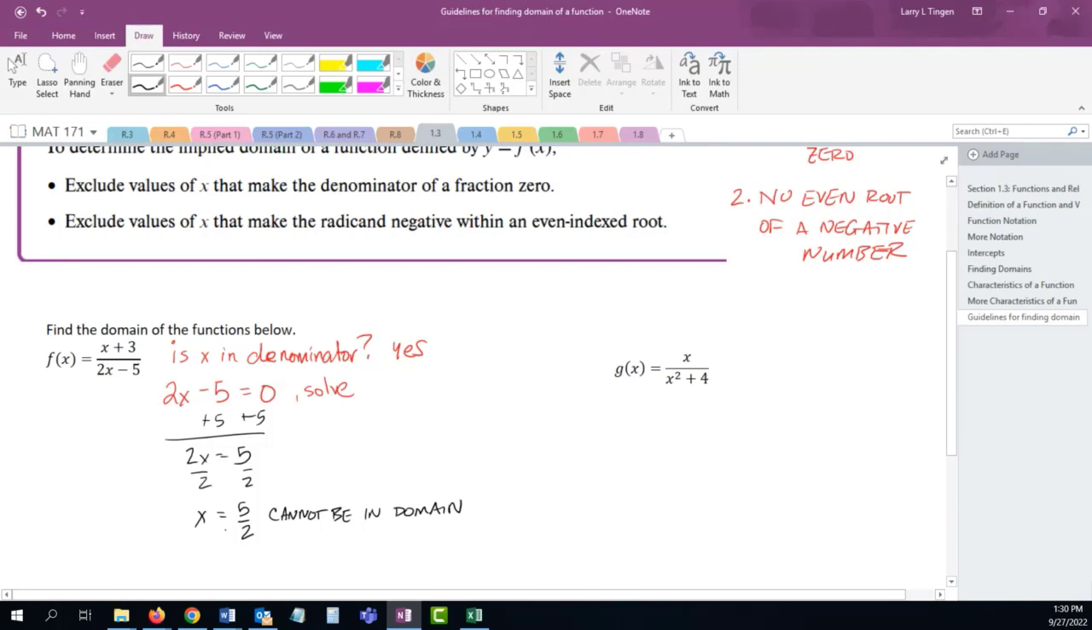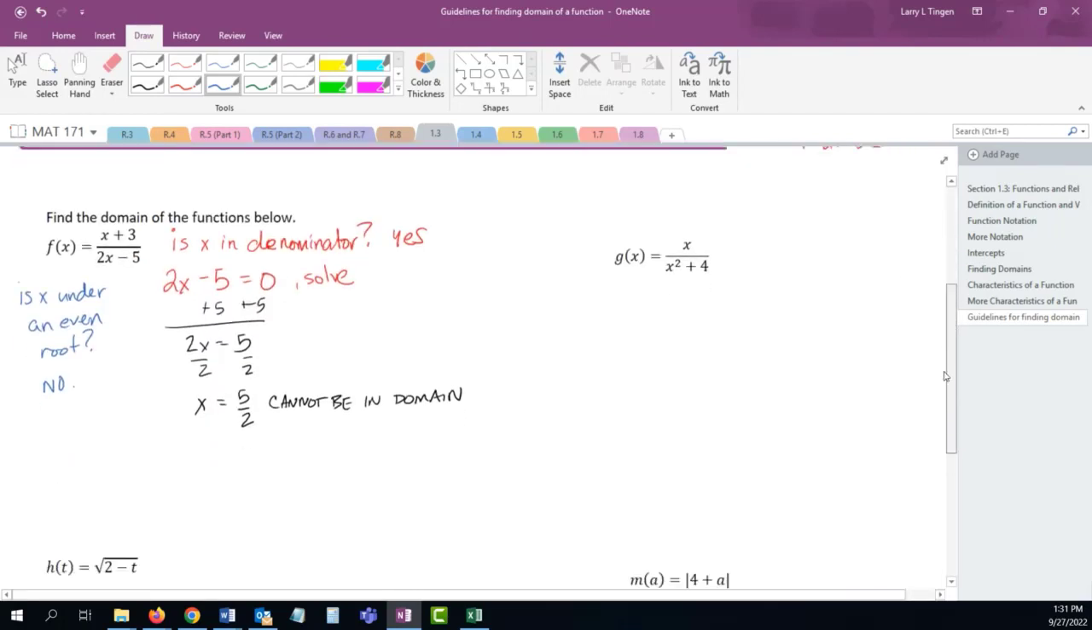I have removed the chance of dividing by 0. There's no other way the denominator is 0. So then the second part is I can't have the even root of a negative number. So then my second question is, is x under an even root? And the answer in this case is no. There's no roots in this problem at all. So I don't have to worry about rule 2. Rule 1, I've taken care of that. Rule 2 is not a problem.